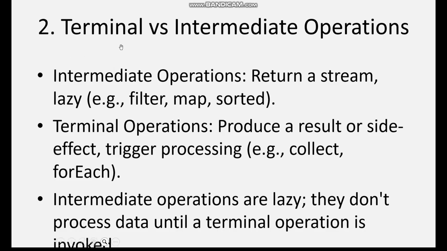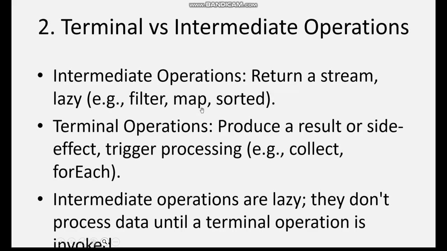The second question being asked is: what is the difference between terminal and intermediate operations? Basically, intermediate operations are those which return a stream and do not return any end result, and these are lazy by default. For example, intermediate operations in Java are filter, map, sorted. And terminal operations produce some side effect or produce an end result. That's why these are called terminal operations, and these trigger processing. For example, the collect method and the forEach method.